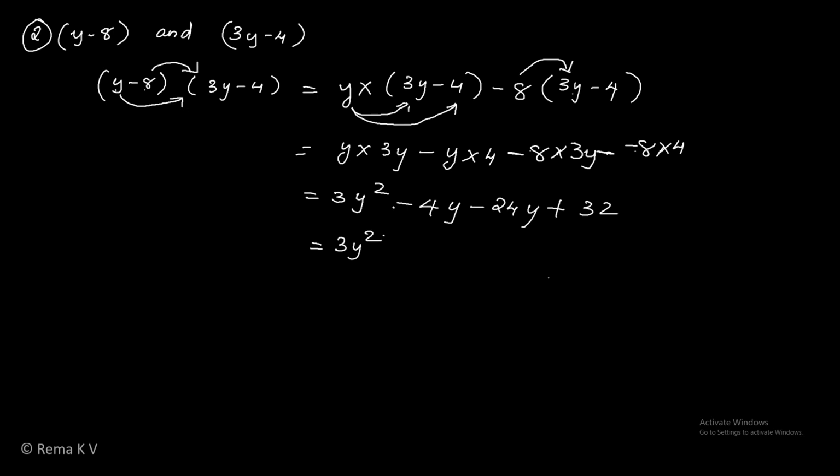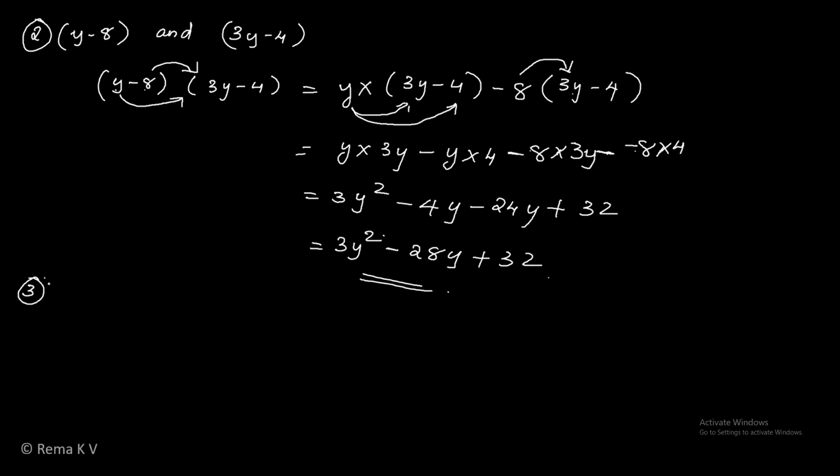How can you simplify this: minus 4y minus 24y? It is minus, minus. Both are negative, so we have to add the numbers. 24 plus 4 is 28, and since both are negative, we have to put the negative sign. So it is minus 28y. So this is the answer.